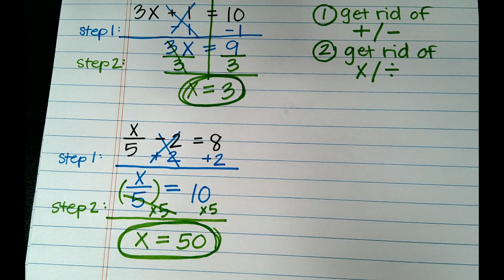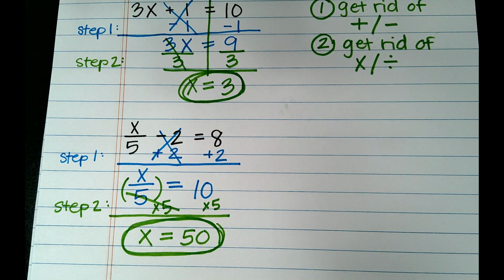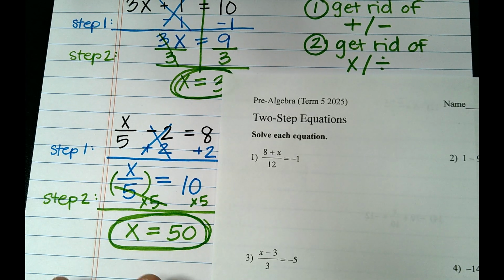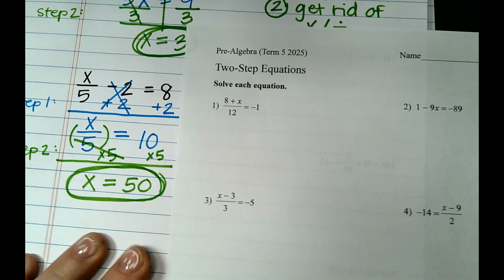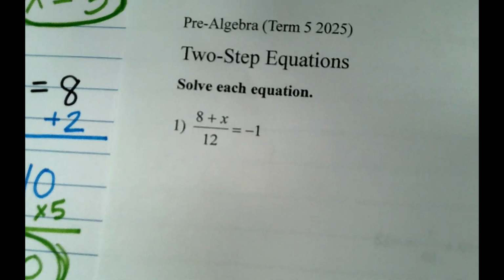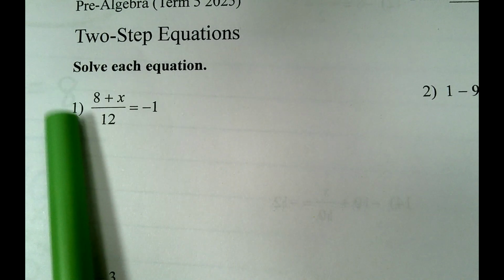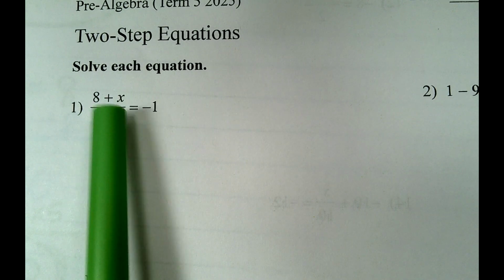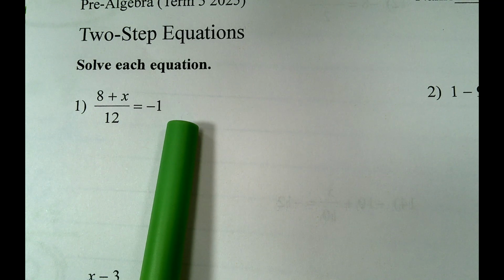But let me ask you, what would happen if I had something like, on this worksheet I just passed out, let me grab a copy. These are the answer keys. The 2-step equations worksheet. Look at number 1. This is different than what I just showed you, isn't it? I have 8 plus x divided by 12 equals -1.